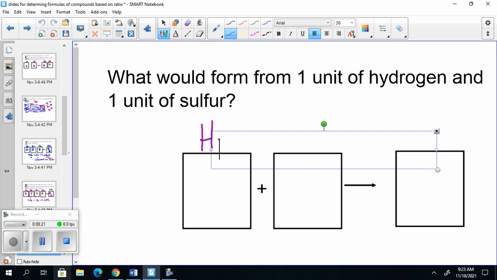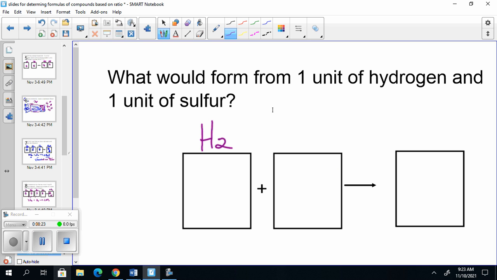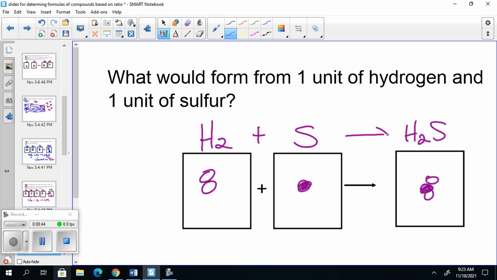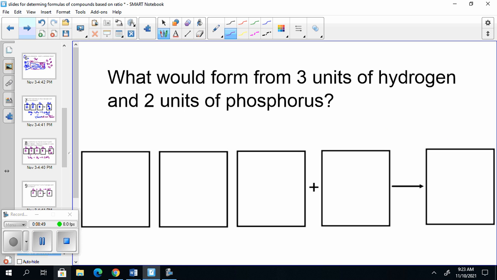So H2, and sulfur is not on our list of the 7 diatomics. So that means I just put an S. So 2 H's with 1 S would make H2S. And really, that's my chemical reaction. 1, 1, and 1. So I can just write it right like that. Let's try another. What would form from 3 units of hydrogen and 2 units of phosphorus?